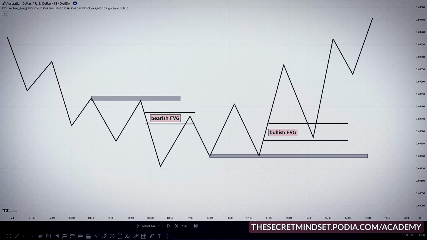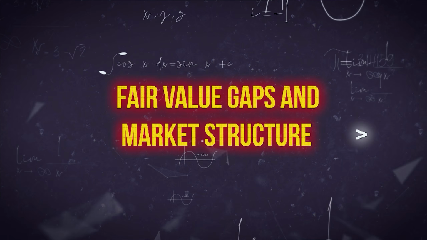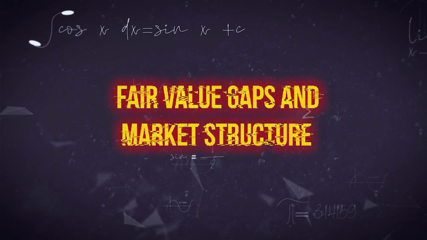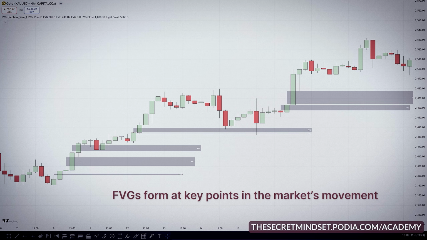When you're looking for these gaps, pay attention to the market structure too. Bullish gaps often show up at support. Bearish gaps tend to form after a rise to resistance. Like I said, in theory, these gaps show up when big players make moves. They can grab all the trades at once, marking an imbalance on the chart. So fair value gaps are closely tied to market structure. They often form at key points in the market's movement, giving us clues about where price might go next.